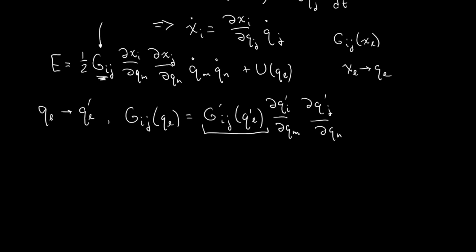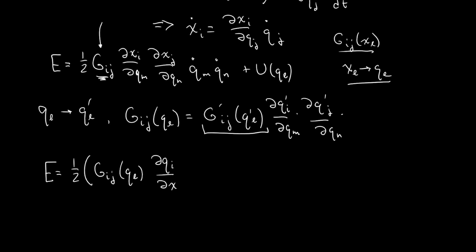And I'll just go ahead and actually plug that in, right? Because I have specified this transformation property. So I'll write this. This is going to be 1/2 g_ij, and this is going to be g_ij of q, right? Because remember, I'm going from x to q. And then I just plug in this transformation property. This is going to be dq, dx_m.